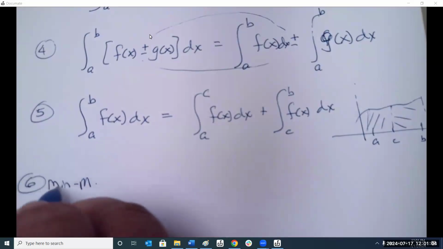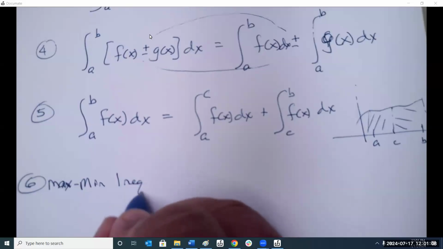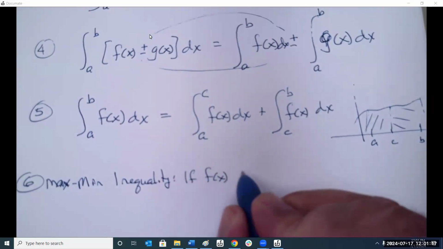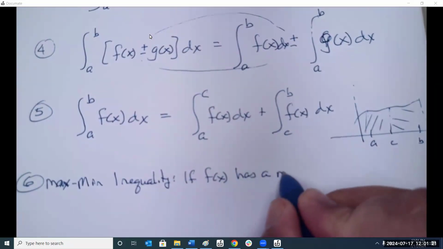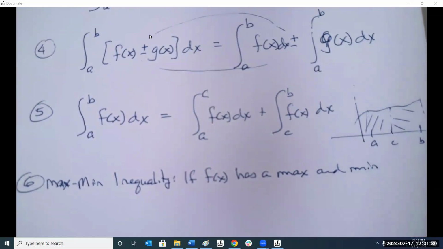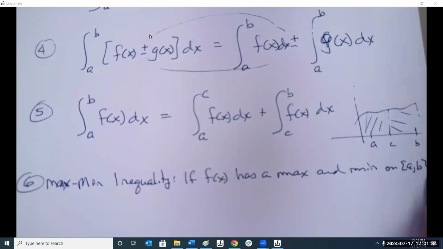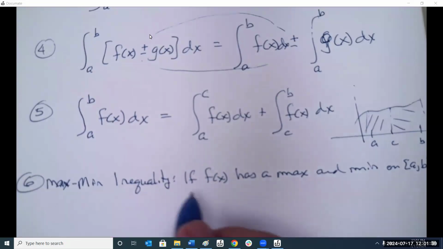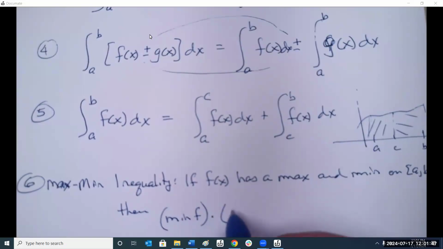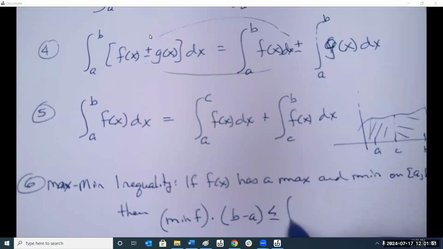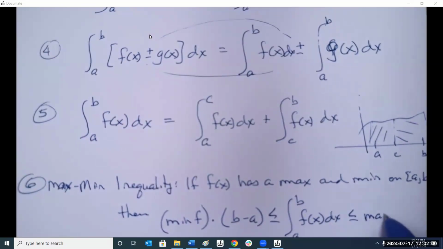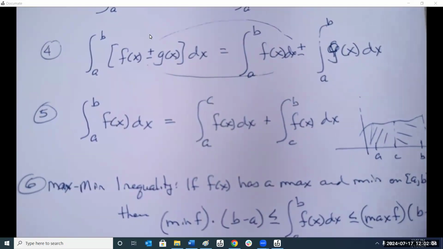The min-max, or max-min inequality. If our function has a max and min on the closed interval, then the minimum of that function times the difference (b minus a) will be less than the integral, which will be less than the max of our function times (b minus a).